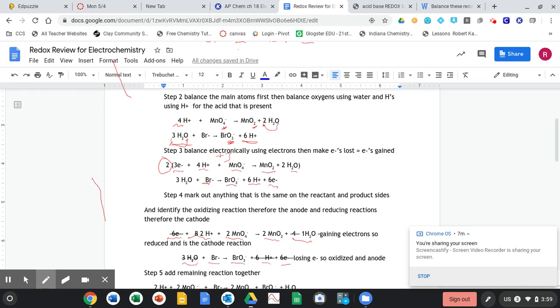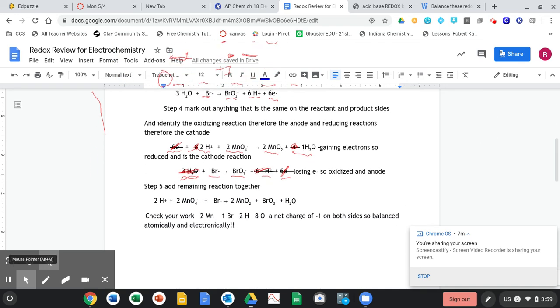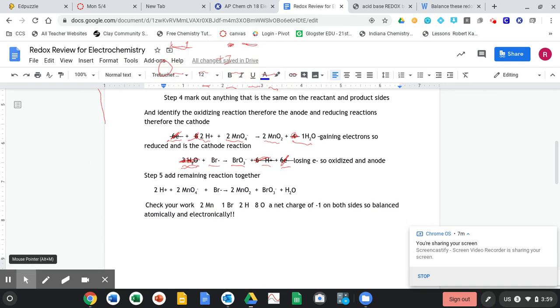Well, now I'm marking out what they have in common. They both have the 6 electrons. That has to be true. And then I have 6 hydrogens down here and 8 hydrogens here. So I'll have a net 2 hydrogens remaining. And I have 3 waters down here, so they're going to go bye-bye. And I will have 1 water remaining up here. So now I am ready to add together.